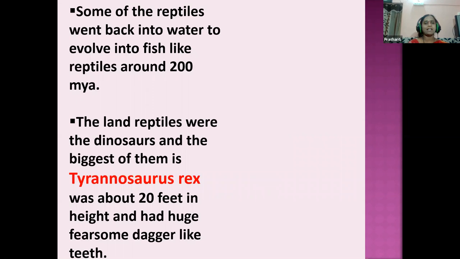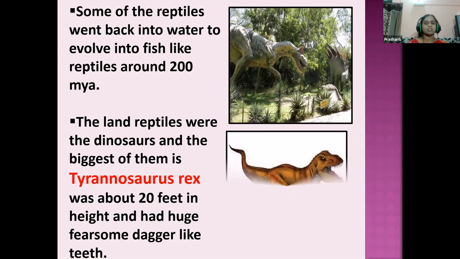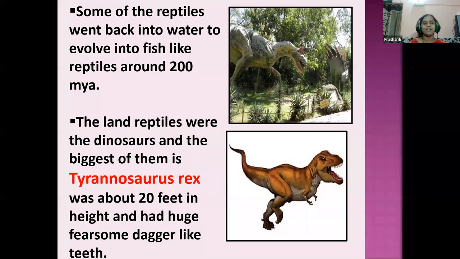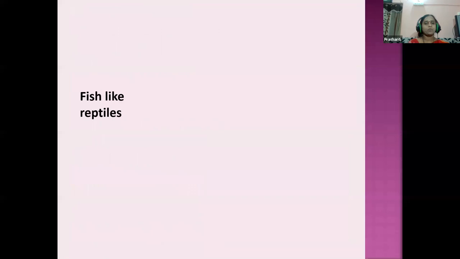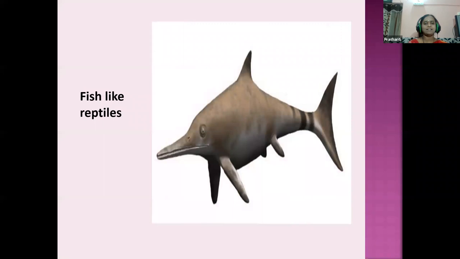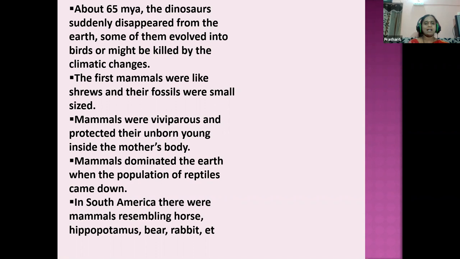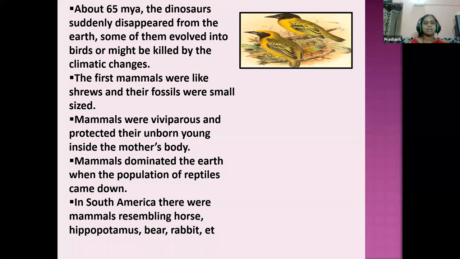When you take the dinosaurs, the biggest dinosaur, Tyrannosaurus rex, was nearly 20 feet in height and had really dagger like teeth. A fish like reptile, Ichthyosaurus, and these were all existing in the olden ages. And some dinosaurs disappeared and some changed into birds and mammals, and there were viviparous ones.